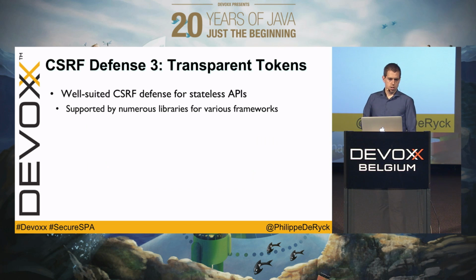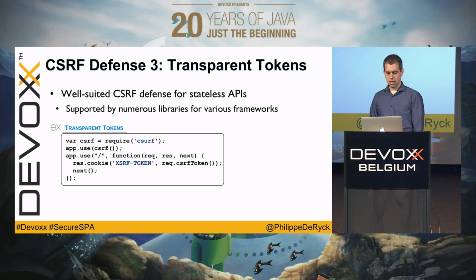So this is well suited in modern web applications where you have stateless APIs, where you have JavaScript frameworks running on the client side, and you find a lot of libraries that actually offer this in a very simple way to configure. I have an example for Express on Node.js. You have the CSRF middleware. You simply configure it and have it send a cookie to the browser, and that's it.